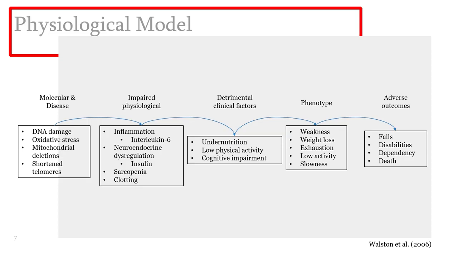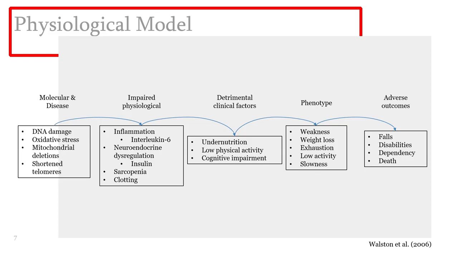The impairment of multiple body systems leads to the emergence of many detrimental clinical factors such as undernutrition, low physical activity, and cognitive impairment. These detrimental clinical factors accelerate the progression of frailty syndromes, such as weakness, weight loss, exhaustion, low physical activity, and slowness. These phenotype syndromes lead to adverse outcomes such as falls, disabilities, dependency, and death.